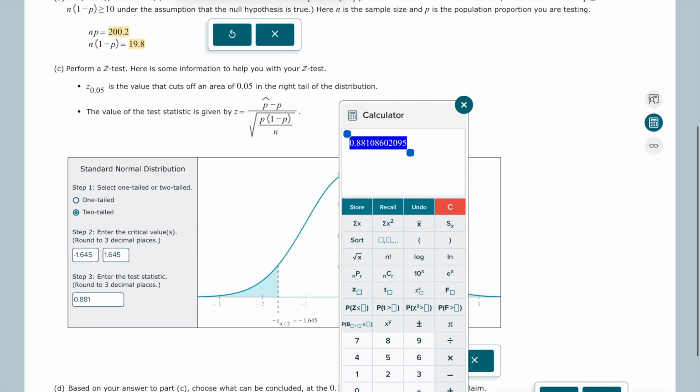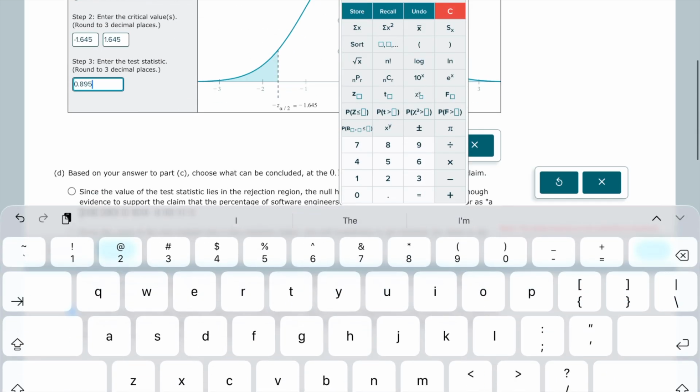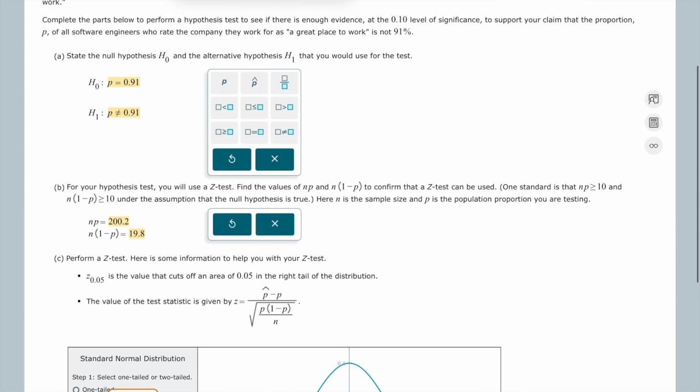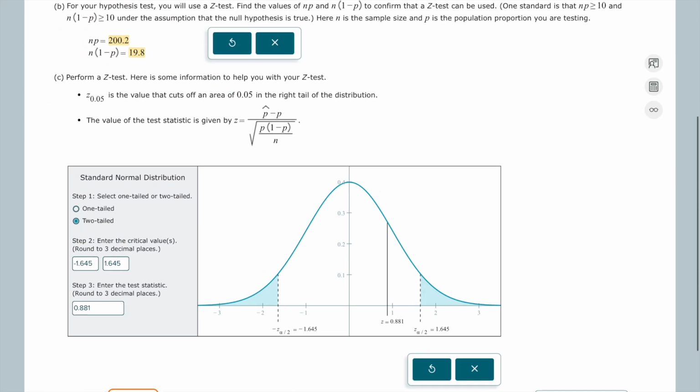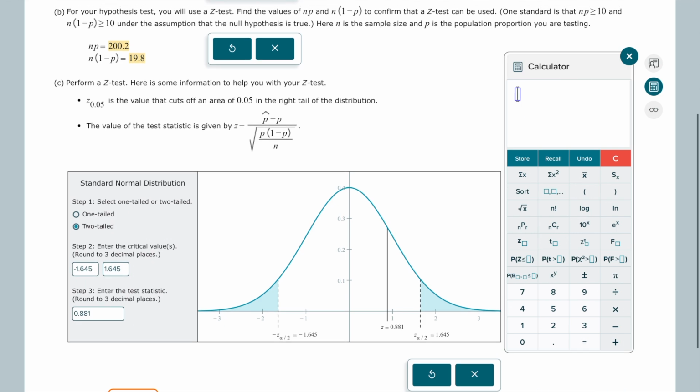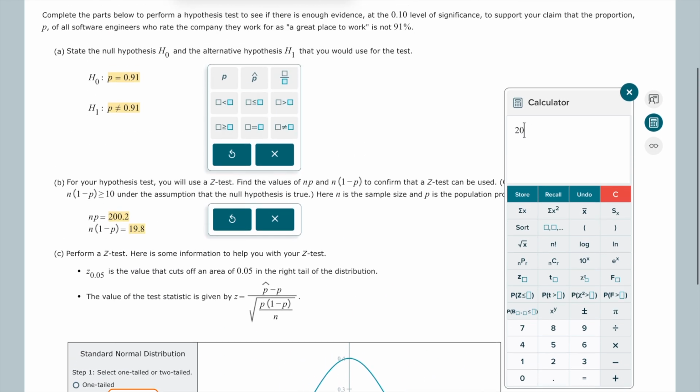Did I do everything? Oh, no. I hope it counts it right. I'm going to be real mad if it doesn't. Didn't count it right. No. Well, it should count it right. Did I do something? Let's double check this real quick. 204 divided by 220, 0.927. Did it really not count it right? 0.927 minus 0.91 divided by the square root of 0.91 times 0.09. Did I type in the right 220?